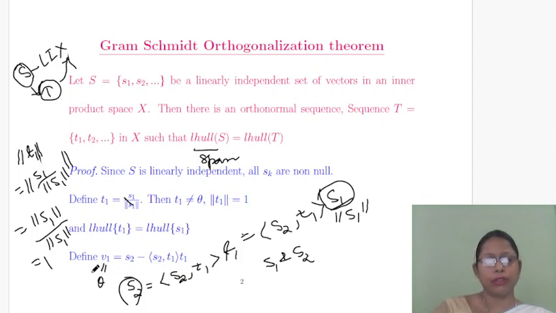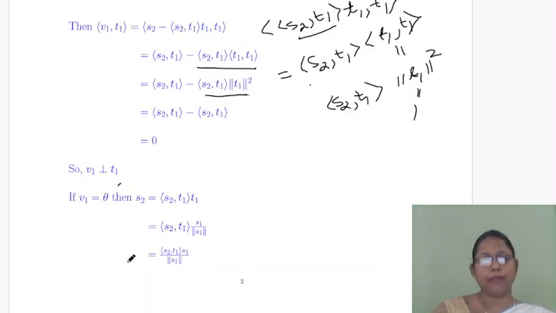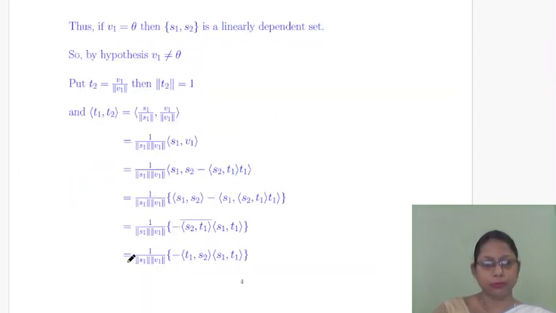This contradiction arises because we have considered B1 equal to theta. So by hypothesis, B1 must not equal theta. This is the case. B1 must not equal theta. Next, put T2 equal to B1 by norm of B1. Then we will get norm of T2 equal to 1.